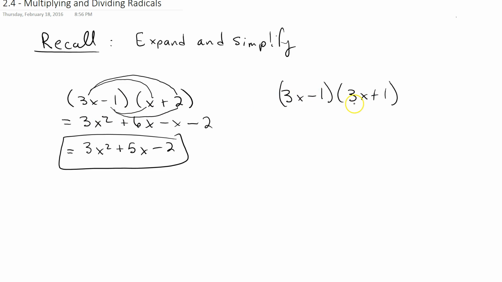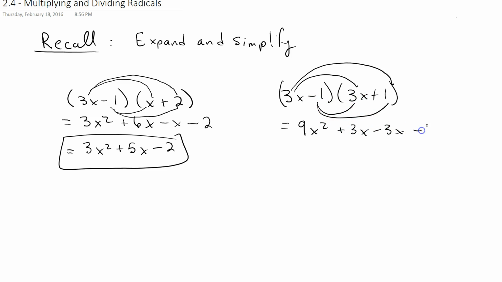What happens when you multiply the conjugates by each other? Happy little rainbows. Okay, we have 9x squared plus 3x minus 3x minus 1. We have 9x squared, 3x minus 3x, just a 0, minus 1. Cool. This is what is also known as something that can be factored like a difference of squares.